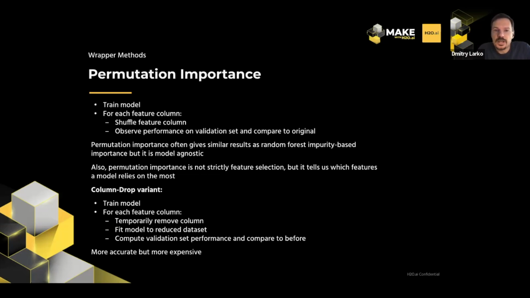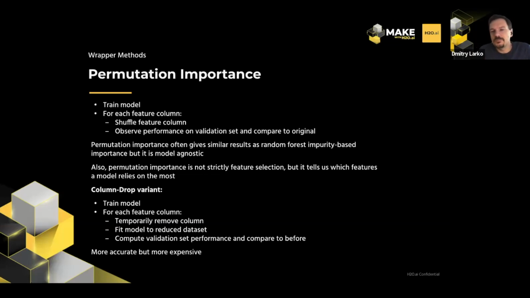It's not the fastest one, because when you shuffle a column, you introduce some sort of noise in your measurement, so you have to repeat this process several times to get the mean score. But it's still fairly fast. You also can do a column drop variant, which is going to be more precise but more time consuming.